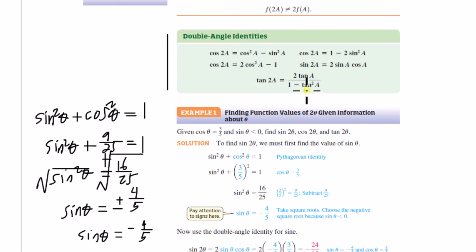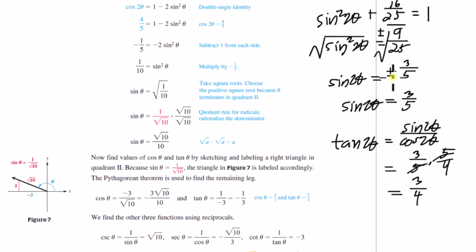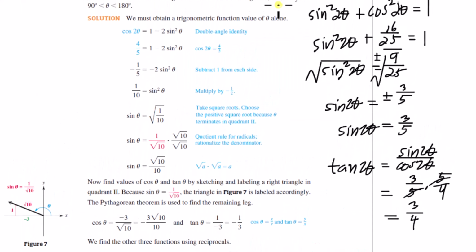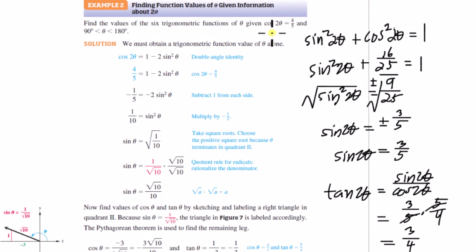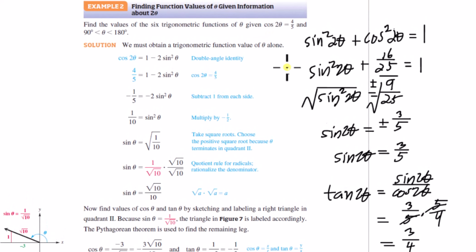We can solve for tangent theta with this formula. We plug in tangent 2 theta and just solve for tangent theta. We can solve for cosine theta with this formula. And then sine theta, we'll be able to solve for sine theta as well. Okay, well, actually, I did this wrong.